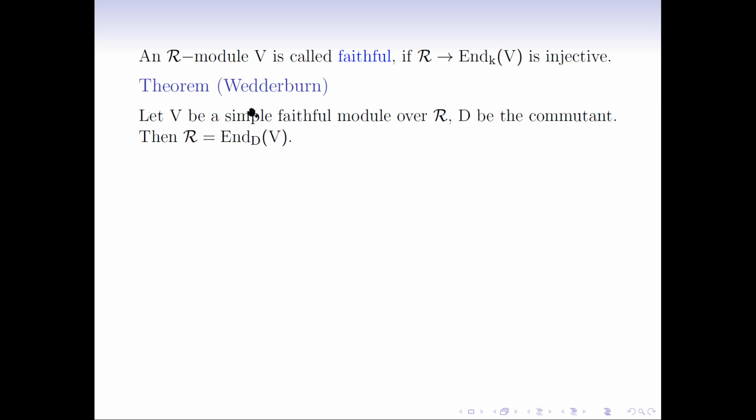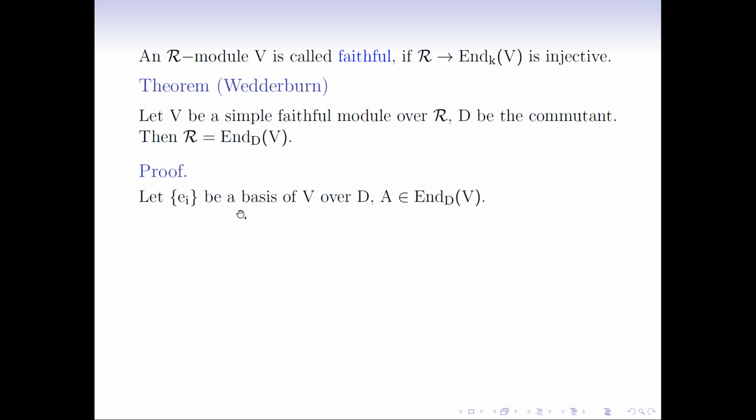So an R-module is called faithful if the homomorphism from R to endomorphisms over K of V is injective, so it's a monomorphism. And now it's an important theorem of Wedderburn, which says the following. Let V be a simple faithful module over R. D, which is the same as R prime, the commutant, in this case must be a division algebra because V is simple. Then R is endomorphisms over this division algebra D of V. It's a very important property. It implies that the double commutant of R coincides with R.